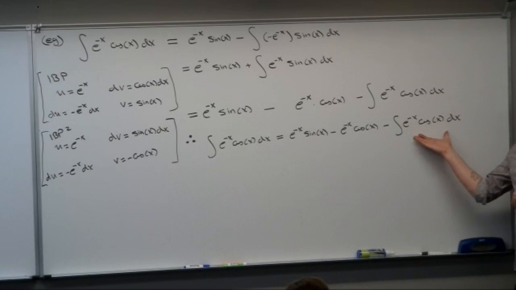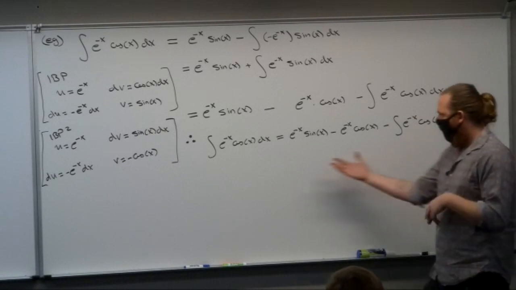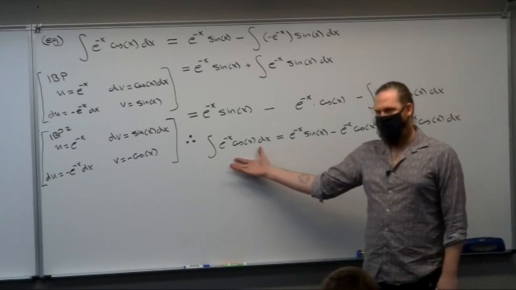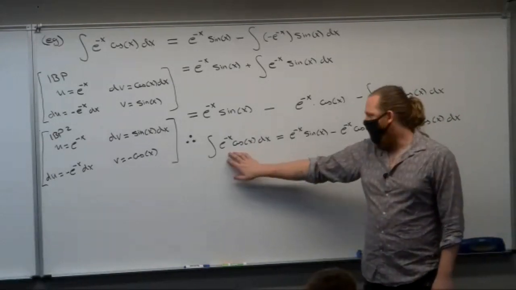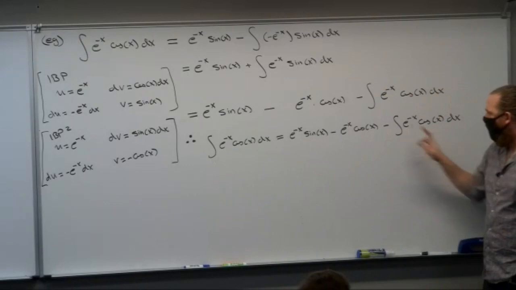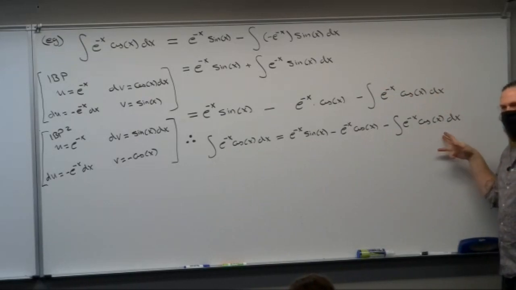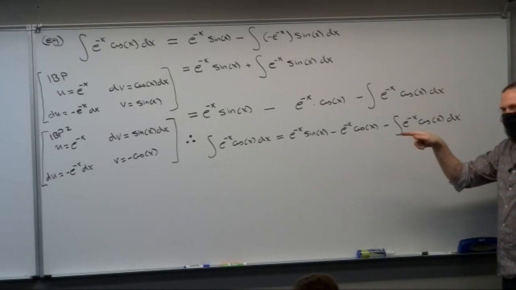I still have not evaluated this integral. But this is the same as this. So if I called this like z, then this would be z equals all this stuff minus z. That's an equation I could give to a 10th grade student. There we go. Just add this over.